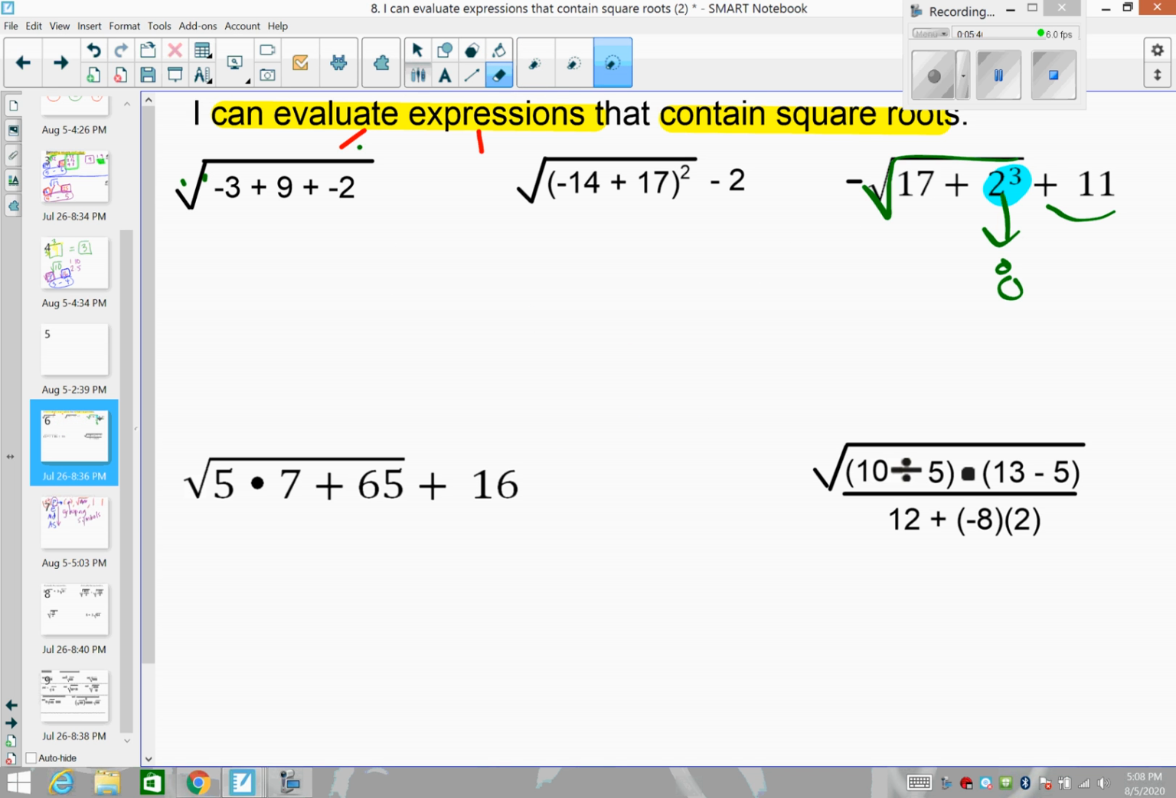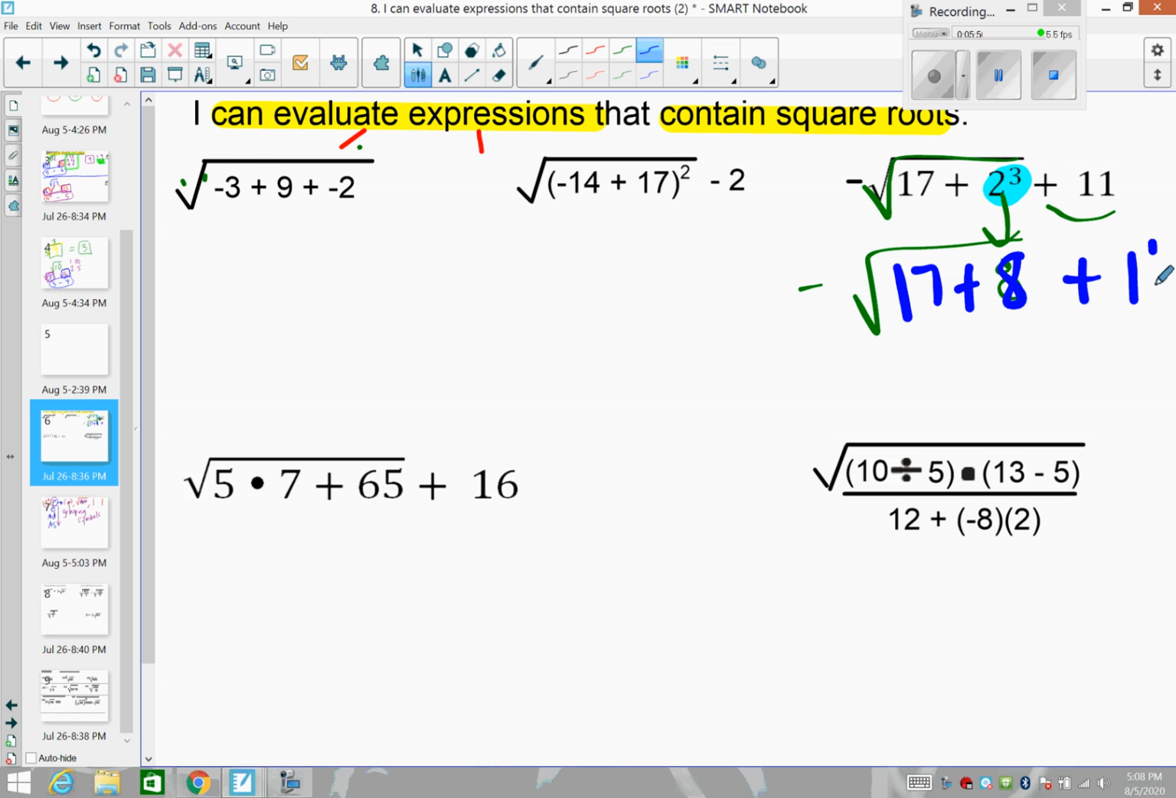It's so much easier to teach on a smart board in class, but we are going to do this. Okay, so inside here we have a 17 plus this fancy 8. This is on the outside, the plus 11. So inside this grouping symbol known as a square root, we have a 17 plus 8. So we're going to group that together, which gives us 25 inside the square root, and the opposite is hanging on the outside.